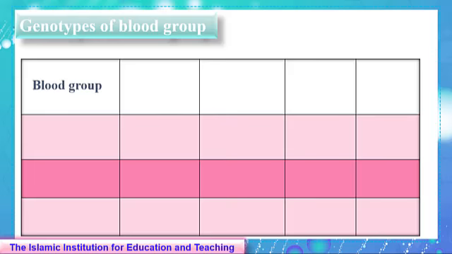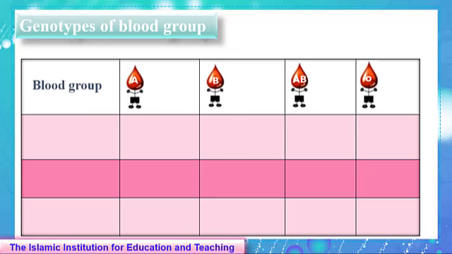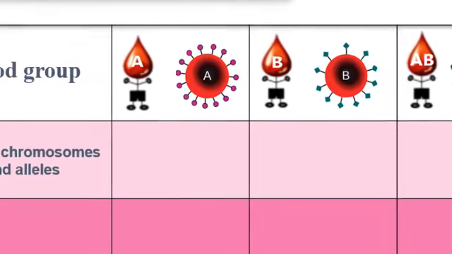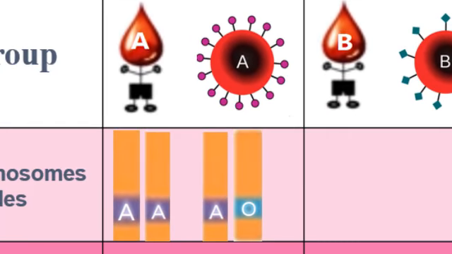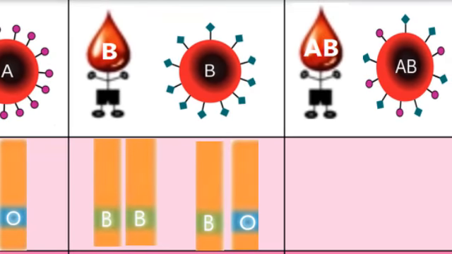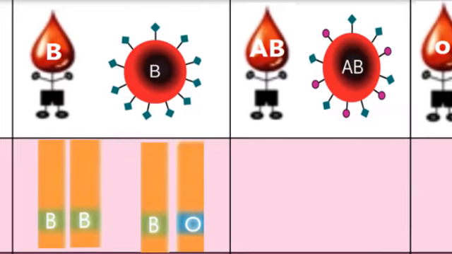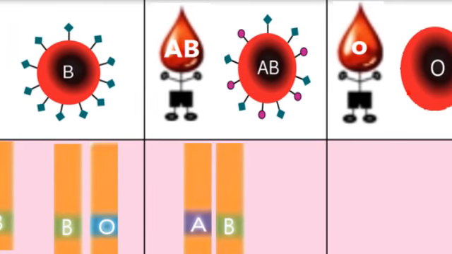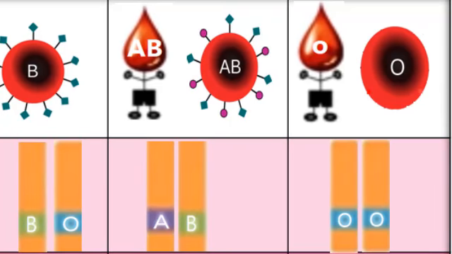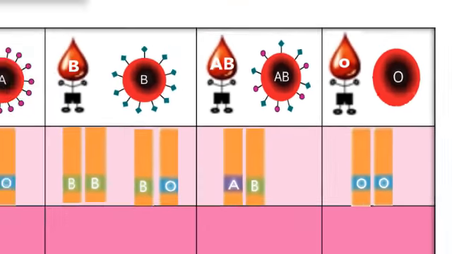Let's analyze the genotypes of blood group. We have 4 blood types: A, B, AB, and O. To get blood type A, we may carry alleles AA or AO. To get blood type B, we may carry alleles BB or BO. For blood type AB, we must carry alleles A and B. For blood type O, we must carry alleles O and O.